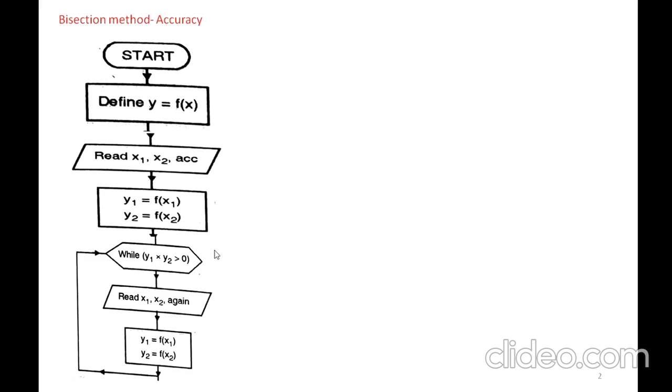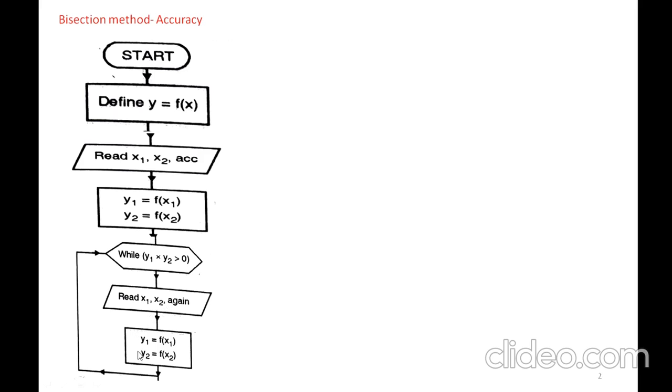Then we will check the convergence criteria. The convergence criteria is y1 into y2 should be less than 0. If y1 into y2 is greater than 0, then we have to give new values of x1 and x2 again. Hence, here we have taken the condition as while y1 into y2 is greater than 0, read the value of x1 and x2 again.